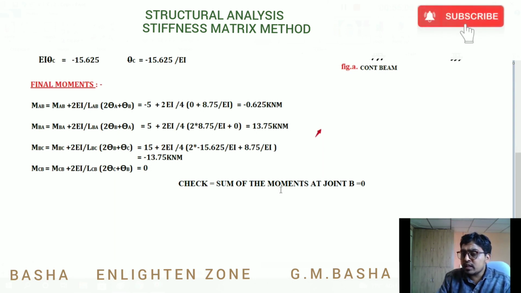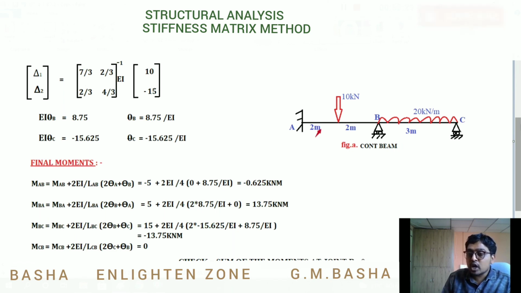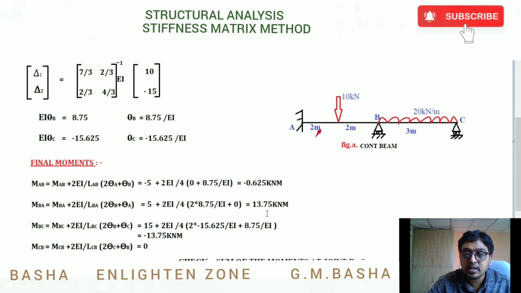If you do the entire procedure correctly, your final moments at joint B will be equal to 0. For example, if there is another span, CD, then there will be two joints, B and C. So for joint B, BA plus BC will be equal to 0, and at joint C, the sum of the moments, CB plus CD, will be equal to 0. Like that you can make checkpoints, and please check that the final moments come to 0. Whatever the moment at BA, you get the opposite value at BC, that is 13.75 minus 13.75. If you sum these two, you will get 0.